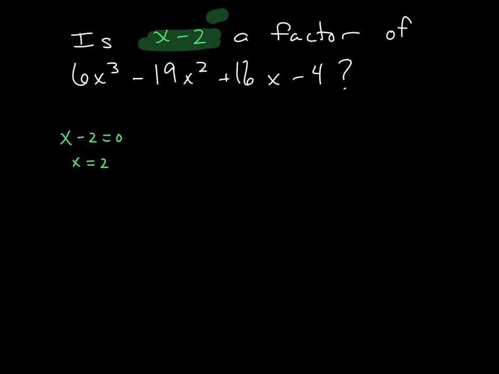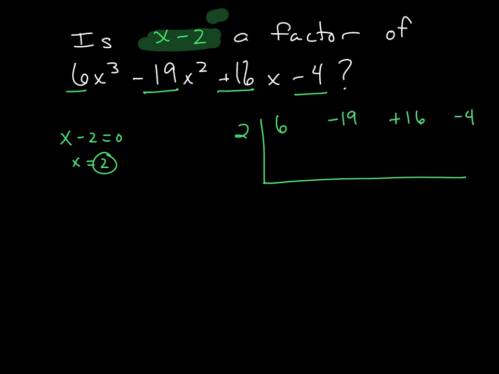So I do synthetic division. I take the coefficients of my polynomial, which is 6, negative 19, positive 16, and a negative 4. And I want to divide by 2. So in synthetic division, the first thing we do is we bring down that 6. 2 times 6 gives me a 12. I then add negative 19 plus 12, which is equal to a negative 7.